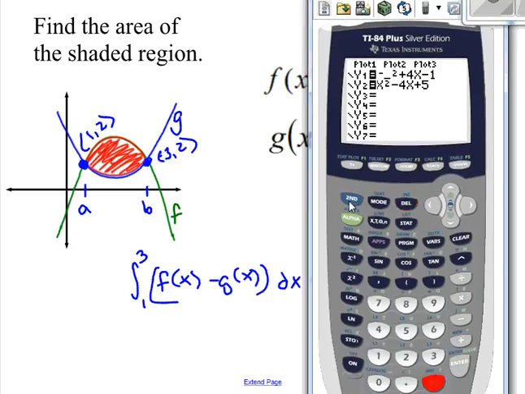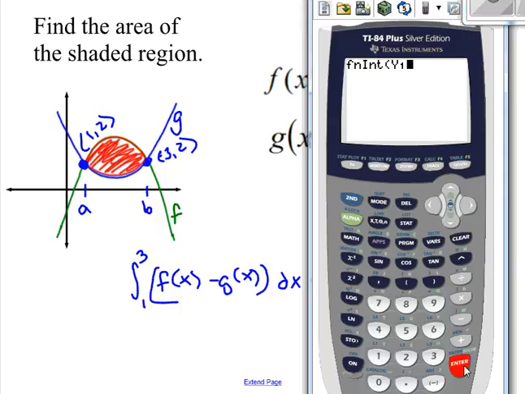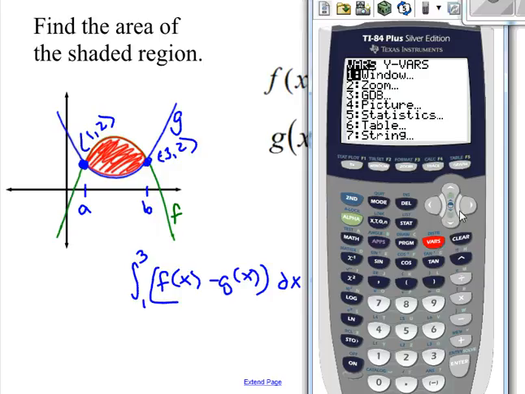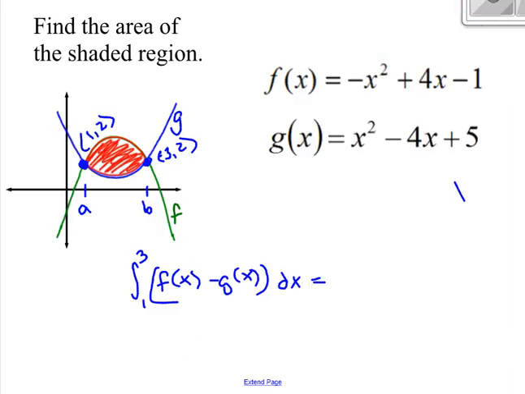Okay, so second quit. Okay, so vars, Y-vars, function Y1 minus vars, Y-vars, function Y2, comma x comma 1 comma 3, and we'll have our answer, which is 2.667 if we go to 3 places. All right, 2.667.